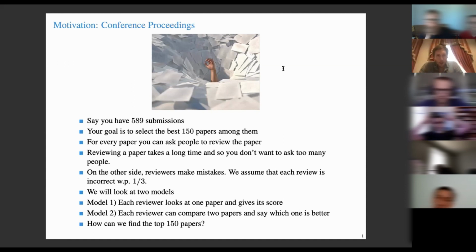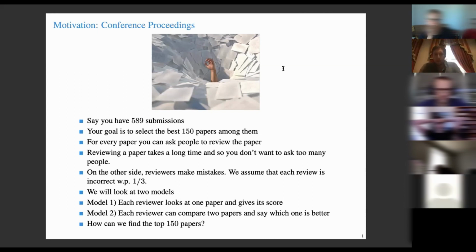All right, and as I said, we're going to look at two different models. One of them is kind of the standard model, what we're using these days, where you just ask a reviewer to look at a paper and give a score from 1 to 6, 1 to 7, or whatever, some integer number. And then there's another model, which is called the comparison model, in which we just give a reviewer two papers, A and B, and ask, which one do you think is better? Okay. And so what we're going to look at is, how can you find the best 150 papers in this context?